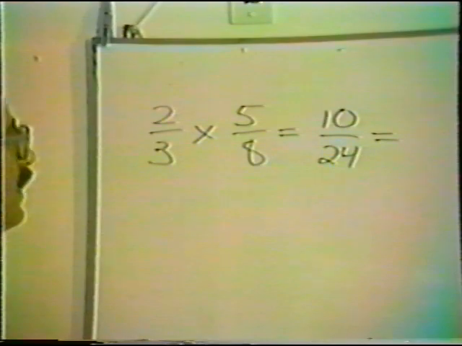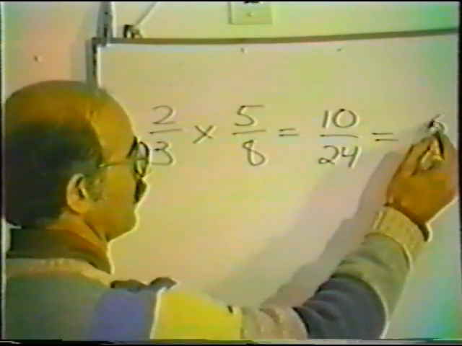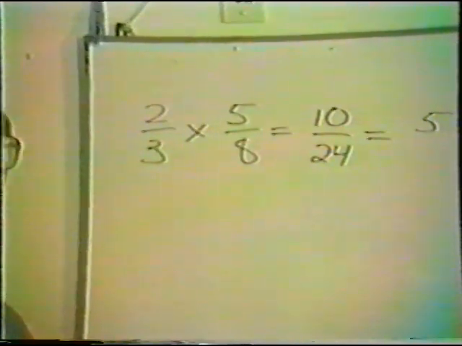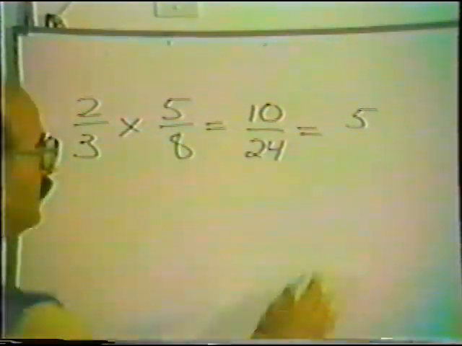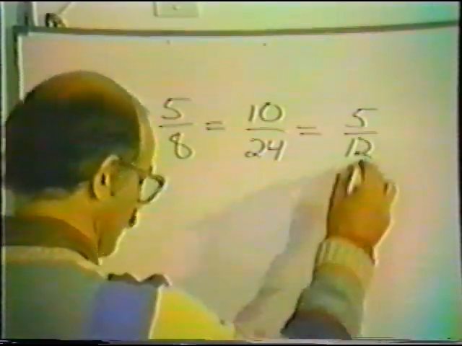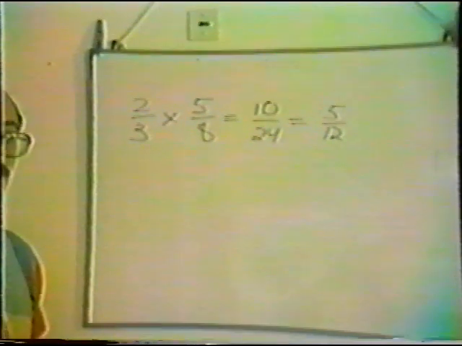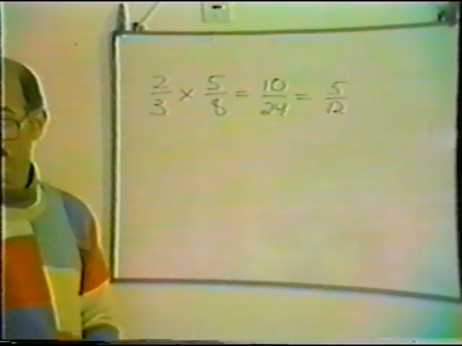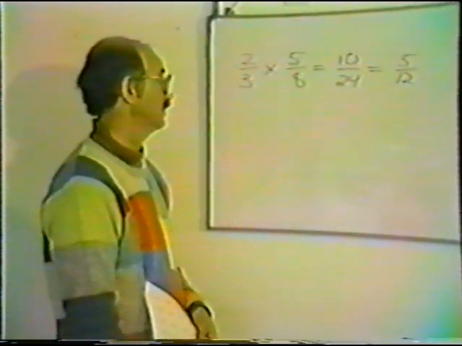2. 2 into 10 is 5. 2 into 24 is 12. And the answer is 5/12. But we have a special trick to make less work for ourselves.